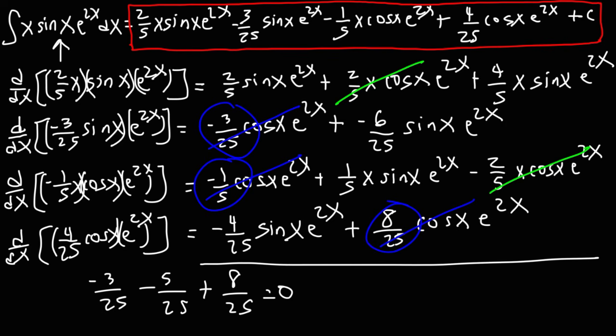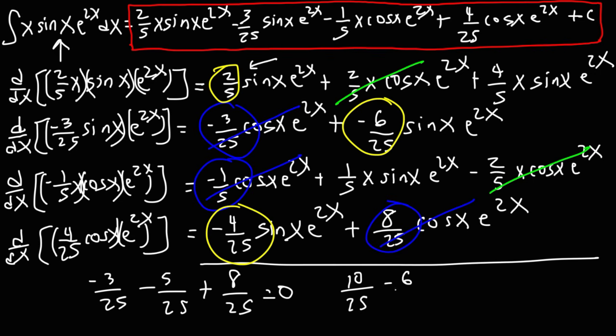Now, let's talk about these numbers here. 2 over 5. Multiplying that by 5 over 5, that's going to give us 10 over 25. And then we have minus 6 over 25, minus 4 over 25. That's going to give us 0 as well. So we could cancel those three terms.